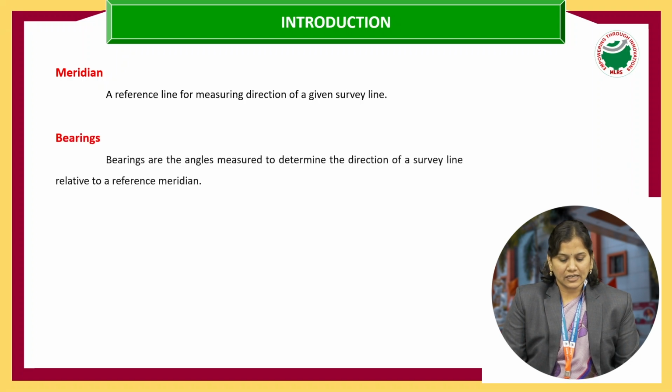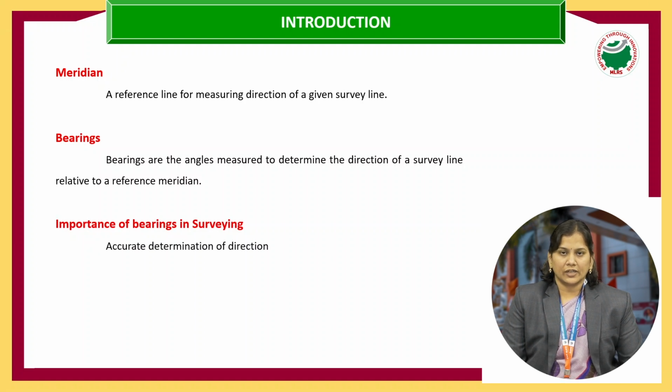And bearing. Bearings are the angles measured to determine the direction of a survey line related to a reference meridian. And importance of bearing systems in surveying: in order to measure accurate determination of direction of a line, and also it is used in navigation, surveying and mapping.